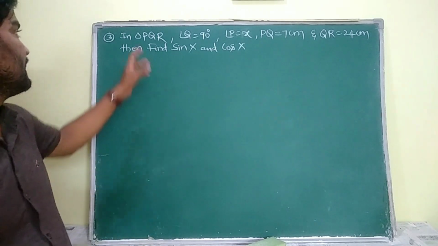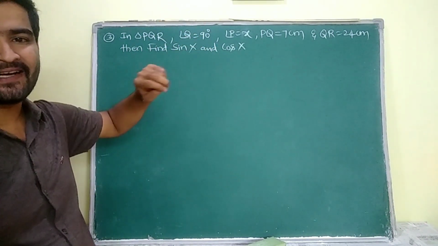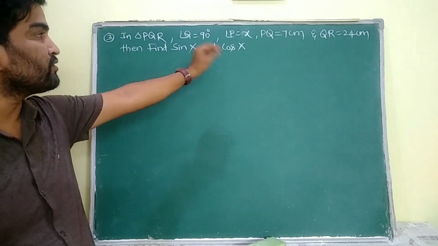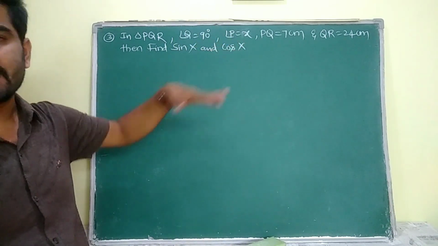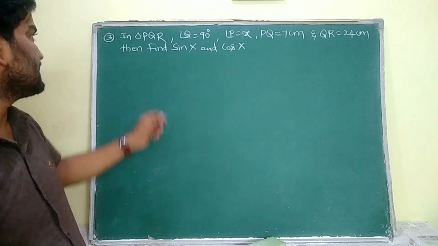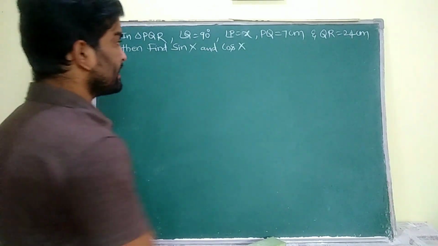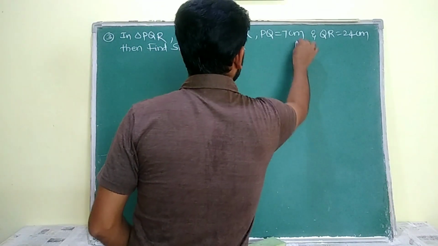The third question. In triangle PQR, angle Q is equal to 90 degrees. Okay, now angle P is equal to X. PQ value is given as 7 centimeters and QR value is given as 24 centimeters. Then he is asking you to find sin X and cos X in the triangle. So firstly, draw the required triangle.